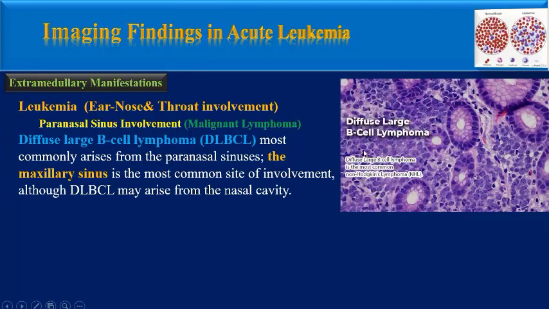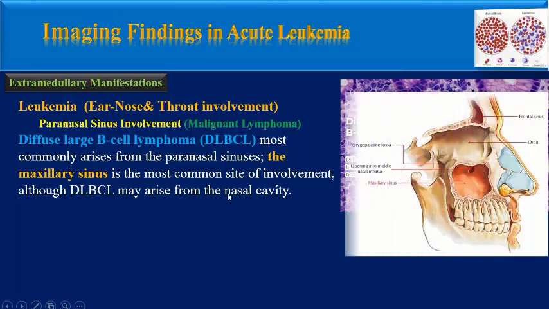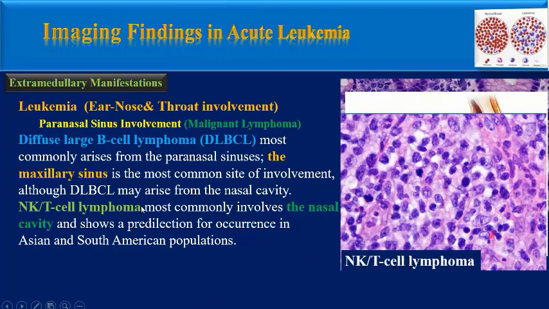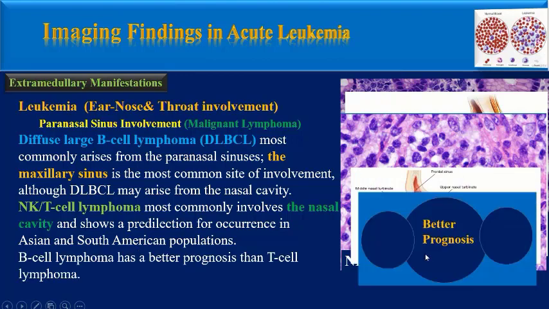Diffuse large B-cell lymphoma most commonly arises from the paranasal sinuses. The maxillary sinus is the most common site of involvement, although this type of lymphoma may arise from the nasal cavity. T-cell lymphoma most commonly involves the nasal cavity and shows a predilection for occurrence in Asian and South American populations. B-cell lymphoma has a better prognosis than T-cell lymphoma.